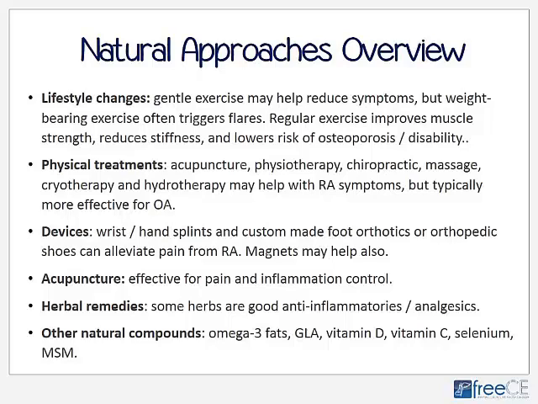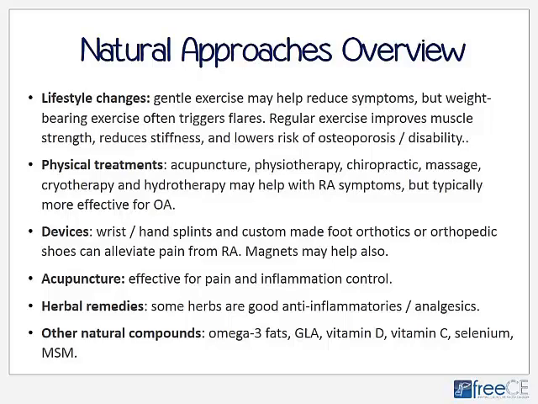Meditation, biofeedback are helpful too. There are a variety of physical treatments. Acupuncture for pain control, I'll talk a little bit more about that. Physiotherapy, chiropractic, massage. You've got to be a bit careful if OA is affecting the spine, particularly the upper neck. Cryotherapy, hydrotherapy can help with RA symptoms. But again, these modalities are typically more effective for OA than they are for RA, but it depends on the patient.